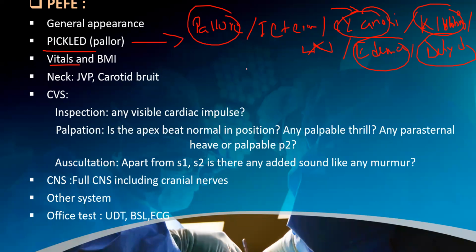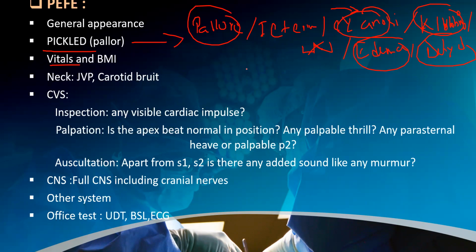Then I would like to focus on the cardiovascular system. On inspection, is there any visible cardiac impulse? No. On palpation, is the apex beat in normal position? Or you can say, I would like to know the position of the apex beat. Is there any palpable thrill, any parasternal heave or palpable P2?